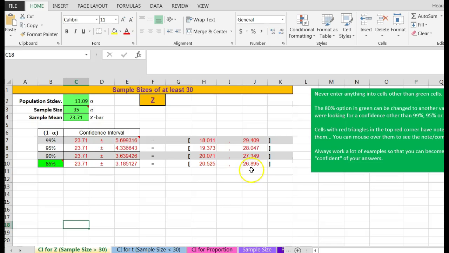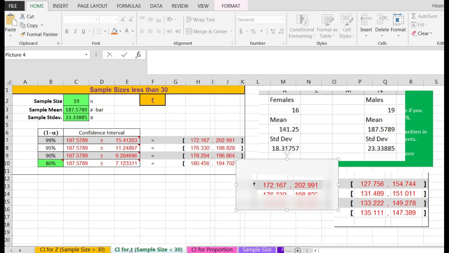Hello, this is a lecture that I put together for you simply to use the confidence and sample size calculator that I made for you in Excel. First thing I want to note is down at the bottom you should have 5 tabs. The confidence interval for Z when the sample size is greater than 30.